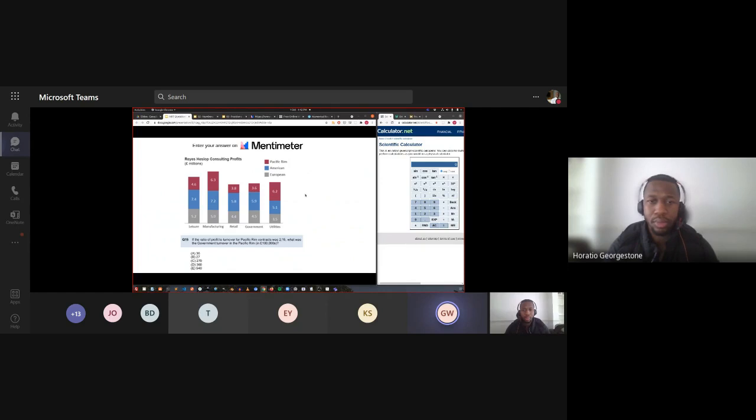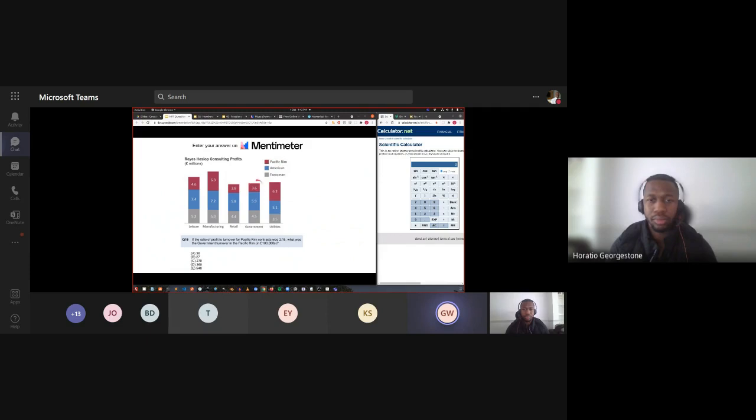First of all, the question says, let me get my little laser thing. Okay, so the question says, if the ratio of profit to turnover for Pacific Rim contracts was 2 to 15, what was the government turnover in the Pacific Rim in hundreds of thousands? Okay, so this is profits in this bar chart, and we've got 5 different categories. Now the question is asking about government, so we can immediately zoom in and just focus on this. We've got 3 different regions, and the question is asking about Pacific Rim.